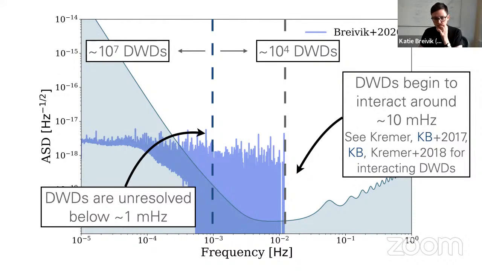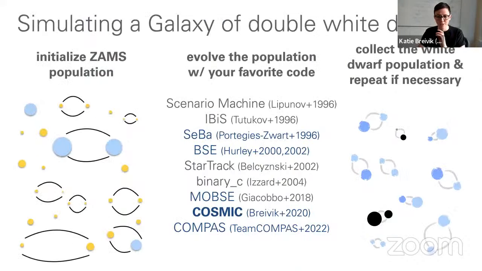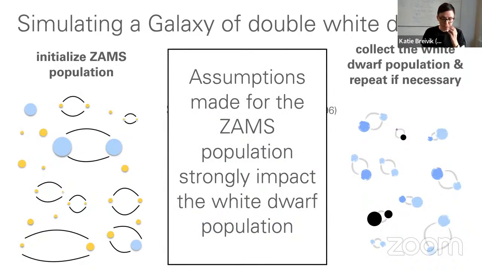So one of the studies that we've done recently was just taking a step back and saying, okay, this is how we simulate our double white dwarfs. What can we tweak to see what we can learn when LISA flies? And one of the things that we know is that the assumptions that you make for the zero age main sequence population very strongly influence the double white dwarfs that you produce in your simulations at the end.